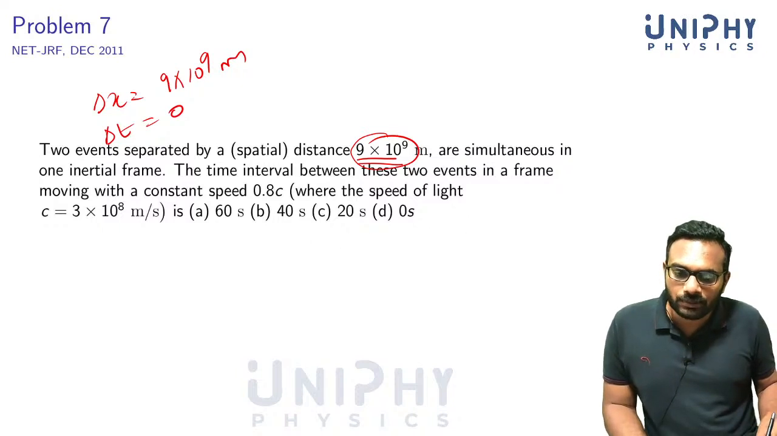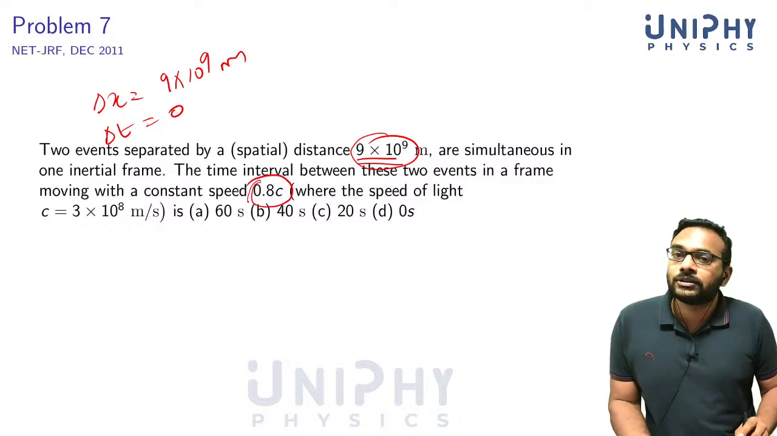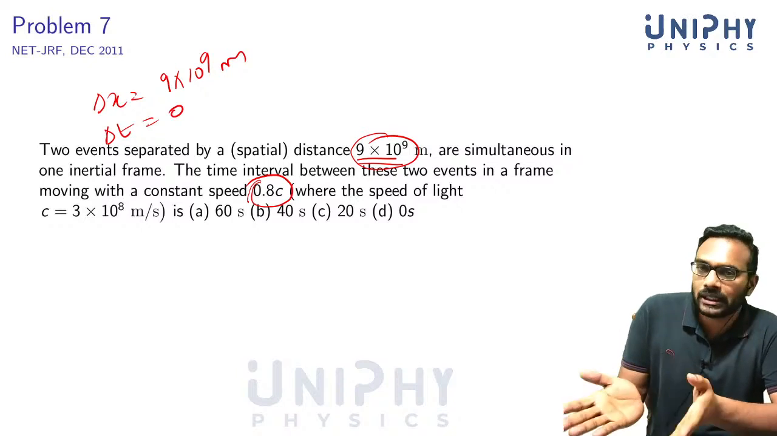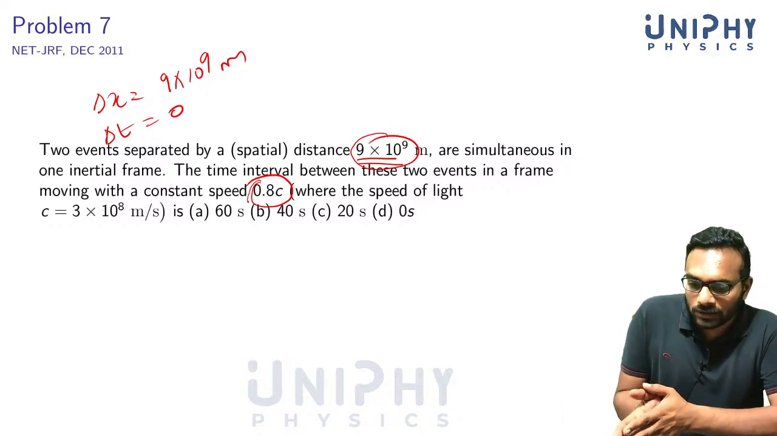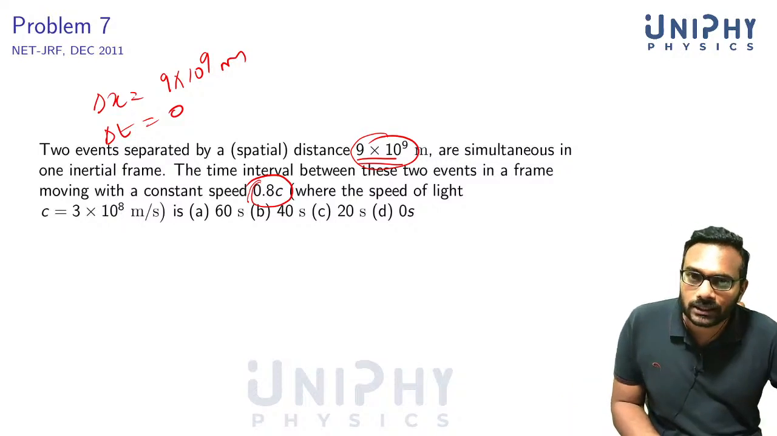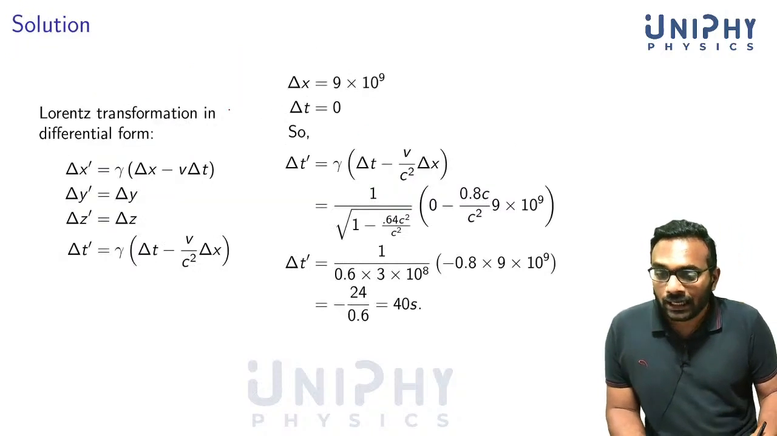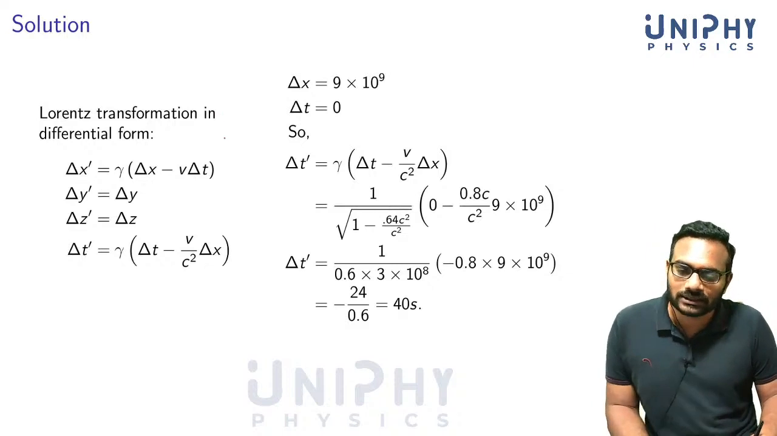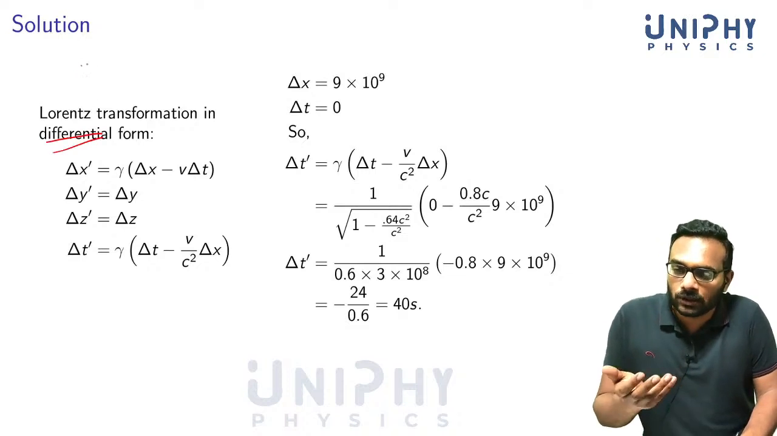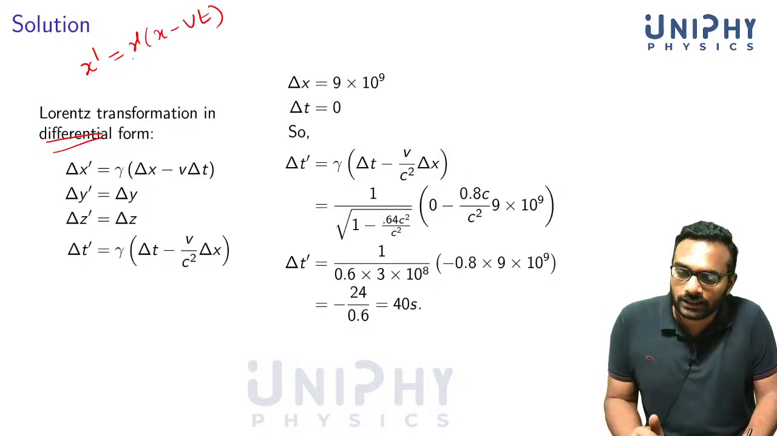What is the time interval between these two events in a frame moving with a constant speed 0.8c? So you have another inertial frame which moves with a constant speed 0.8c with respect to the first. Now what's the question? What's the time interval in this new frame? You just use the Lorentz transformation equations. This is an easy problem. You have to be familiar with the Lorentz transformation equations, and it's very convenient to remember them in the differential form. If you remember the Lorentz transformation equation, it's simply given by x prime is equal to gamma times (x minus vt).